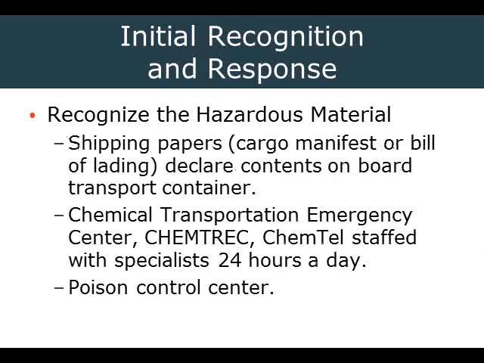Now, additional information you may get on a hazmat. Shipping papers, whether we're talking cargo manifest, bills of lading, whatever, that declare the content on board the transport container. Truckers, ship captains, and so on and so forth, they have these shipping papers that tell you what you got, what's there, what we have to be concerned with. There's also lots of other potential sources of information, such as the Chemical Transportation Emergency Center, ChemTrec, there's ChemTel. These are specialists. Basically, they're major poison control centers for hazardous materials that can be gotten hold of 24 hours a day should there be an incident.